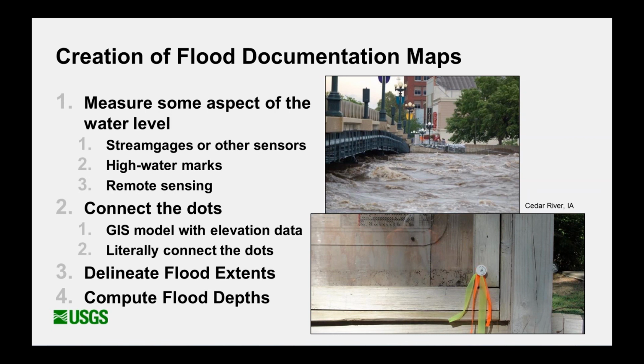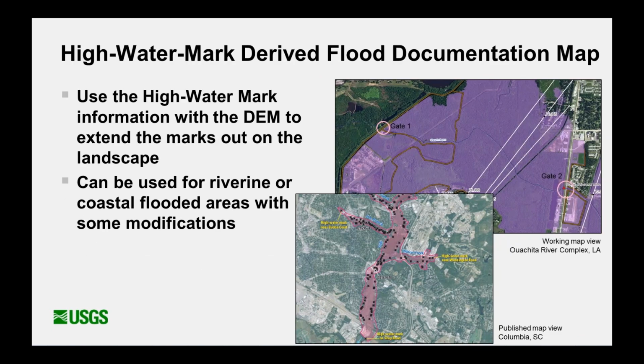So high water marks, sensors, stream gauges, there's a variety of information that you can use to find out the peak water information for that particular event. The examples that I show here were the Louisiana flooding and the South Carolina flooding from Hurricane Joaquin that essentially show this was the extent of the flooding.